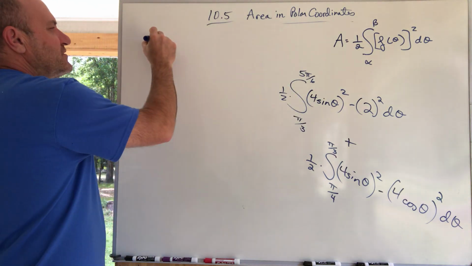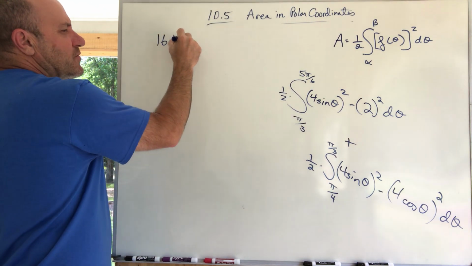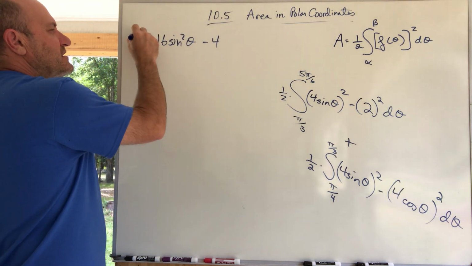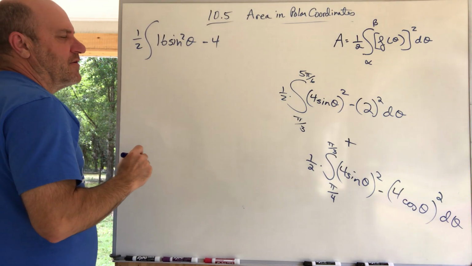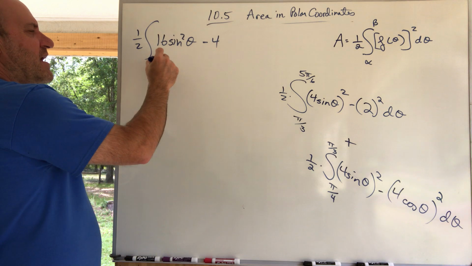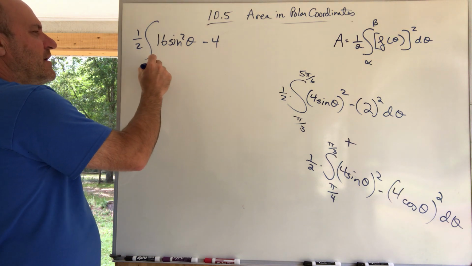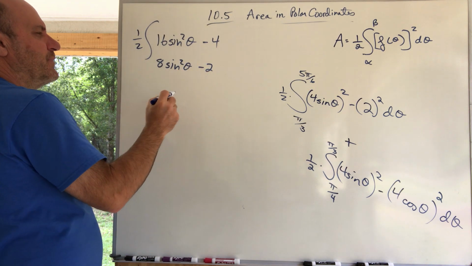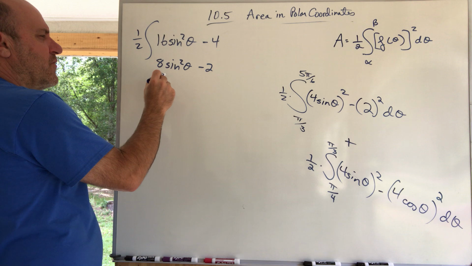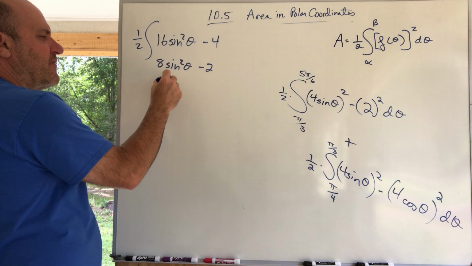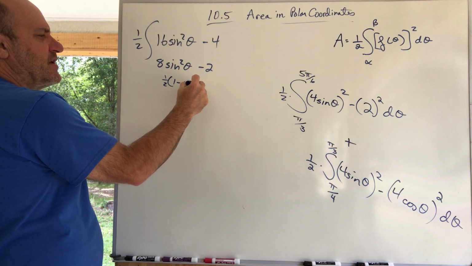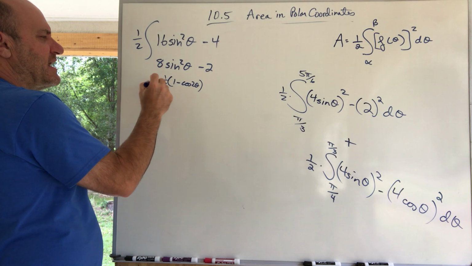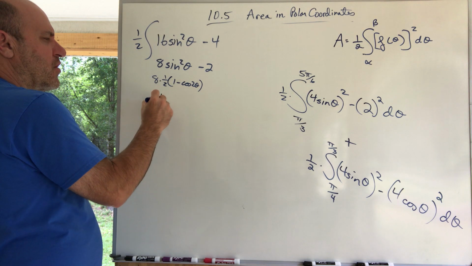If I square that, it's 16 sine squared theta minus 4. There's a half out front, and I'm trying to integrate. The half angle formula tells me, I think I'll put this half in here. That'll make it an 8 sine squared theta minus a 2. Now the half angle formula tells me this is a 1/2 times 1 minus cos 2 theta, multiplied by this 8, so that's a 4. I think I'll go ahead and integrate.